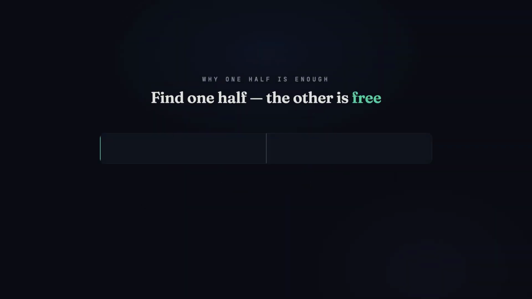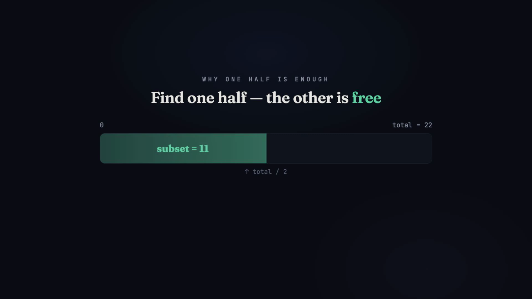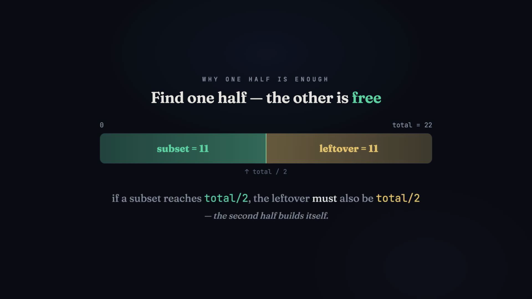And here's why finding just one half is enough. If some subset sums to total over 2, the leftover elements must sum to the rest, which is also total over 2. Find one half, and the other half builds itself for free.